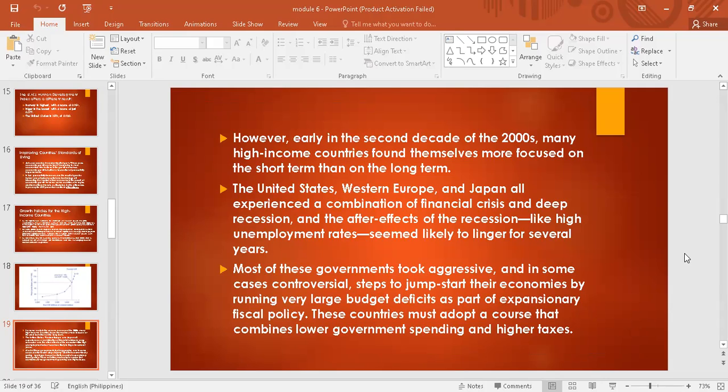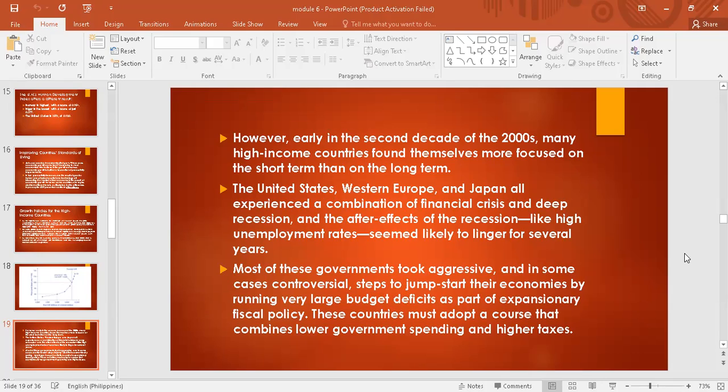However, early in the second decade of 2000, marami dito sa mga high-income countries, they focus dun sa tinatawag nating short-term goals, not long-term goals. Halimbawa, nung 2008, nagkaroon ng recession. The United States, some countries sa Europe, Japan, they have experienced yung tinatawag nating financial crisis. Especially, nung time kung saan nagka-problema sa mortgages, talagang most of the banking institutions ay bumagsak or halos magsara because dun sa after effects nung tinatawag nating recession.